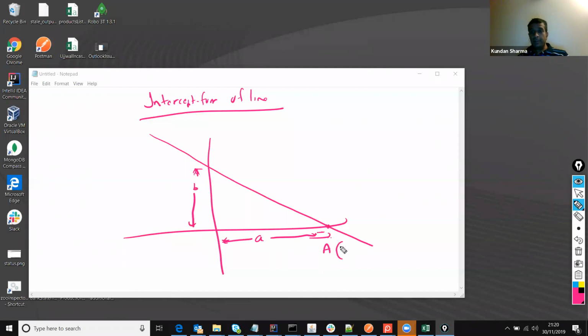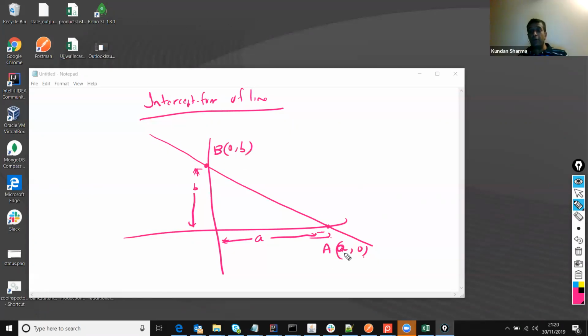A comma 0. When we say coordinate, you have to say the x coordinate and y coordinate. So the x coordinate is the distance traveled along the x-axis, and the distance traveled along the y-axis will be 0. Apur, can you tell me what is the coordinate of this point? 0 comma b. 0 comma b.